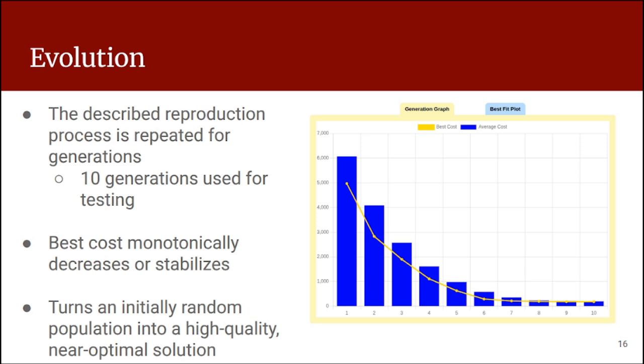So for evolution, we will repeat that reproduction process over several generations. And over time, the best cost typically decreases or stabilizes, showing convergence towards the global optimum. For this project, I used 10 generations, which was close to getting near optimal results for several of the data sets.